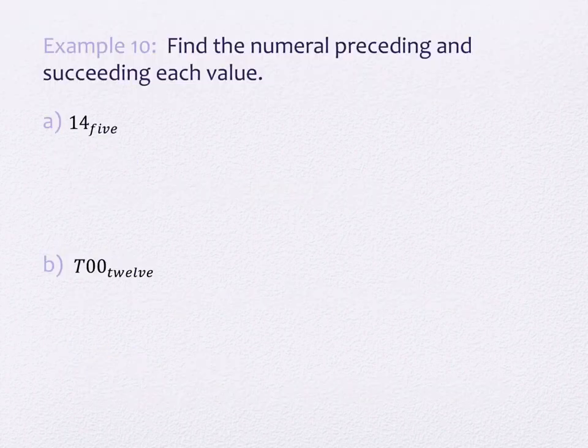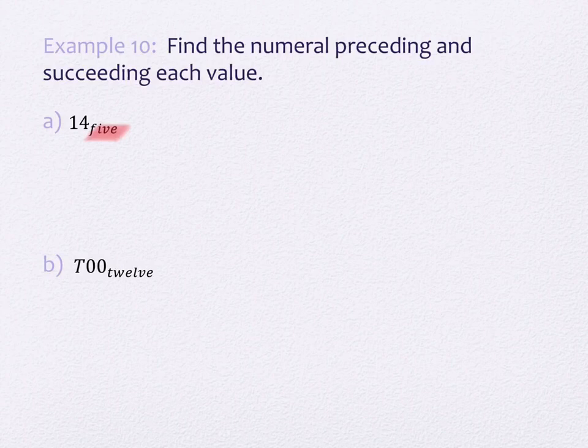What we're going to do next is what we did with the Babylonians, the Mayans, and the Romans, where we looked at what comes next and what came before. So we're looking at what precedes this number and what succeeds it. Pay special attention to the base you're working with. This first one says we're in base 5, so remember there's no 5s in base 5.